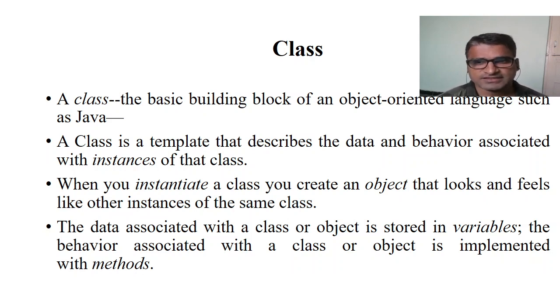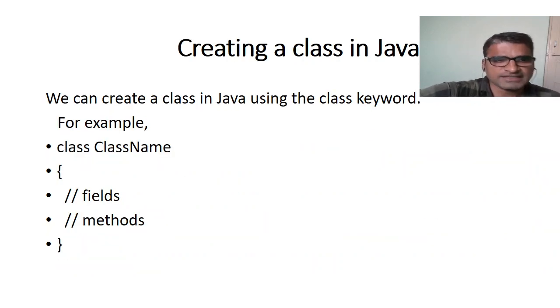The data associated with a class are usually stored in objects, and the behavior associated with the class is usually implemented using methods. So in short, a class is a very important entity of a Java program, which contains objects and methods. So let us see how we can create a class in Java.